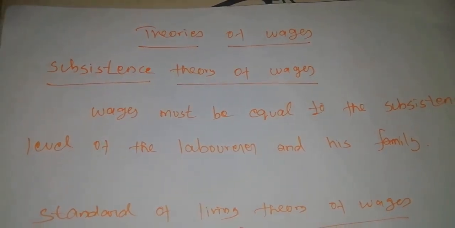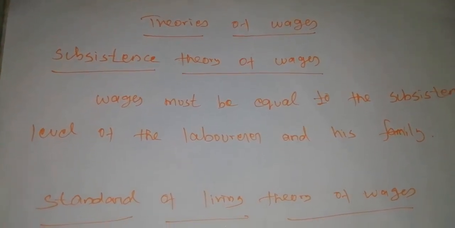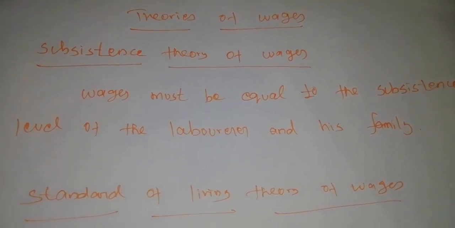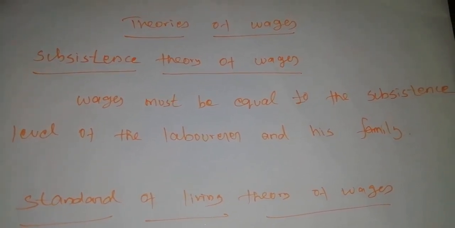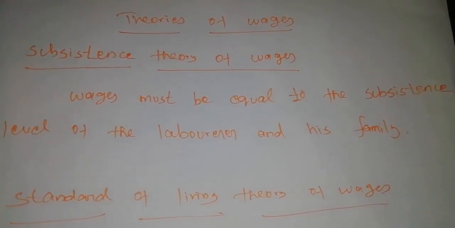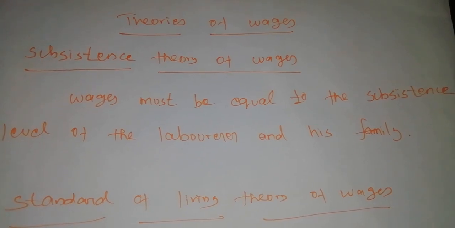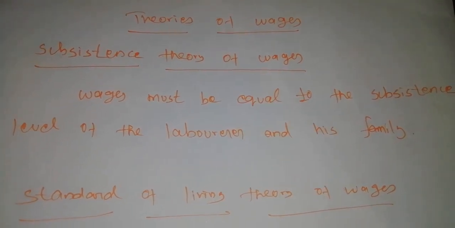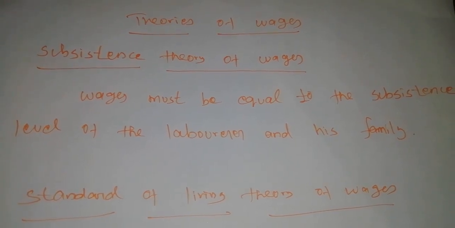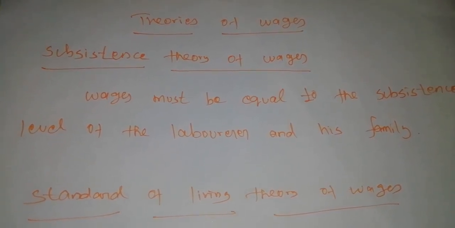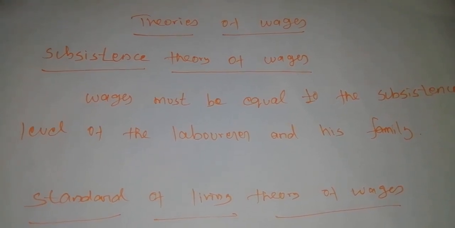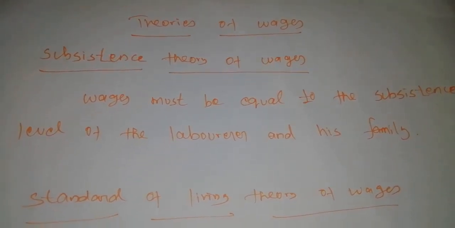In wages, different types of theories are there. These are called theories of wages. In these theories of wages, many theories are there to explain wages. The first theory is the subsistence theory of wages. The subsistence theory is one of the oldest theories of wages. It was first explained by the Physiocrats, a group of French economists, and restated by Ricardo.